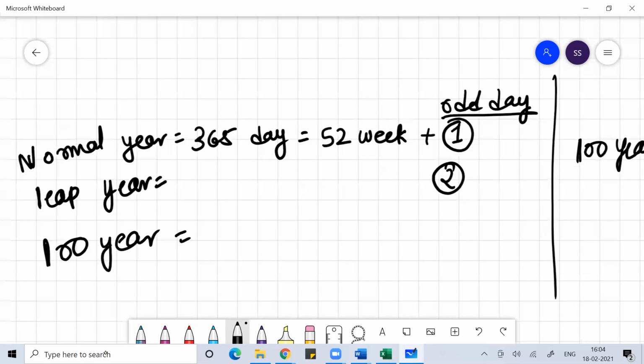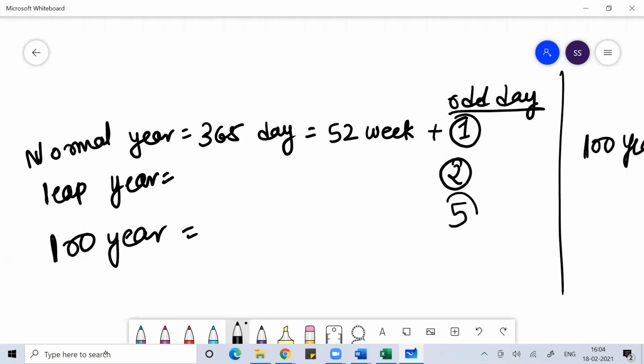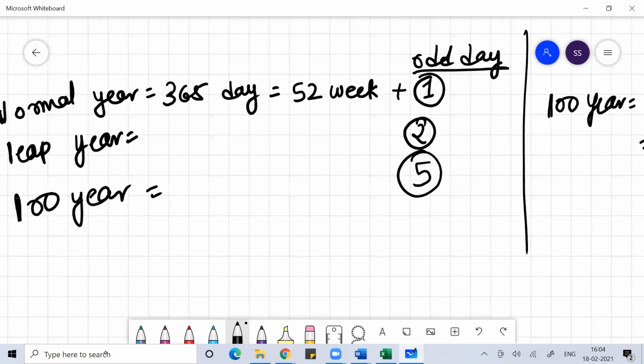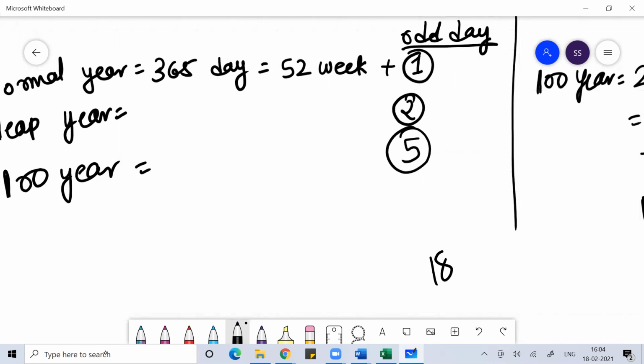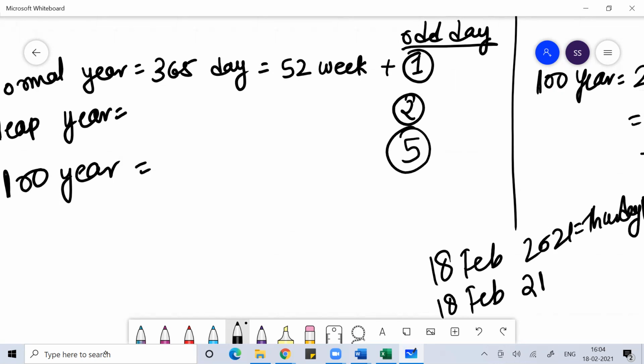So in case of 100 years, the extra days are 5. If you check in Google, 18th Feb 2021 is a Thursday. Then 18 Feb 2121, what will that be? That will be Tuesday. You can check in Google.